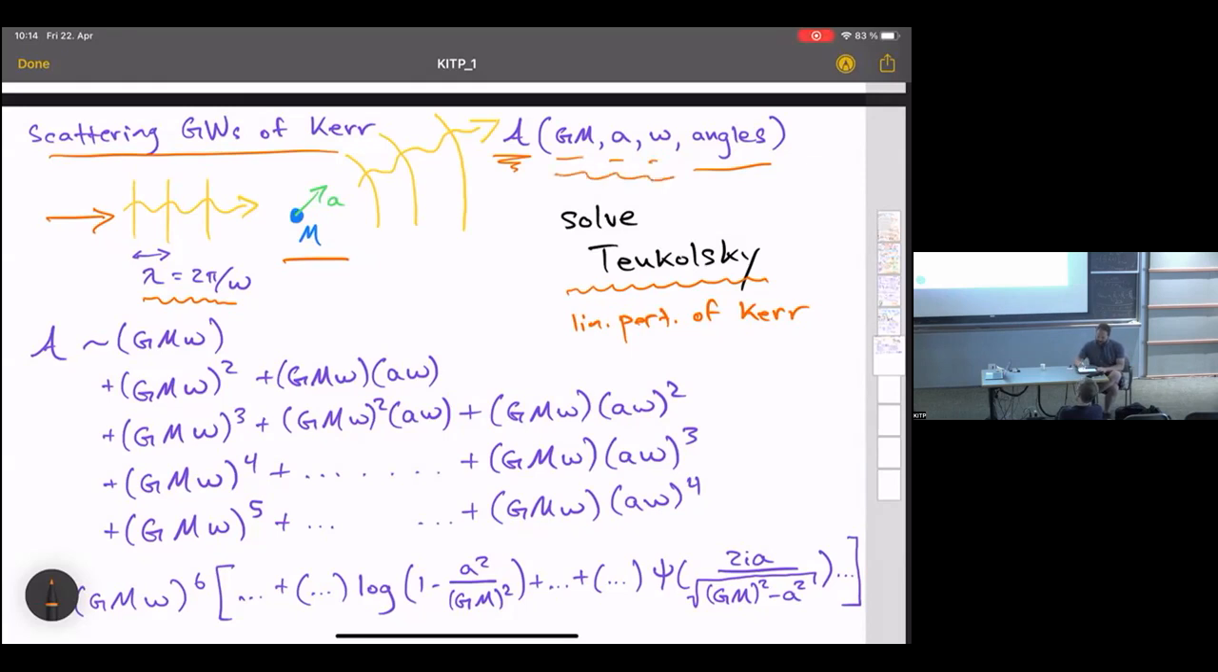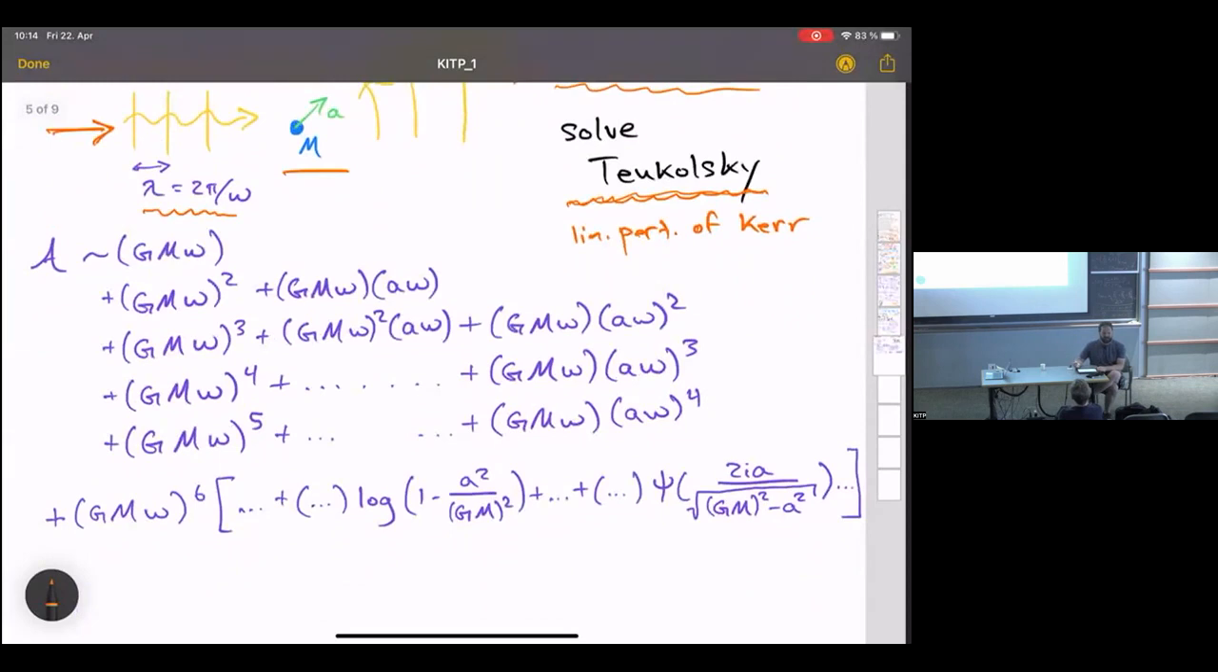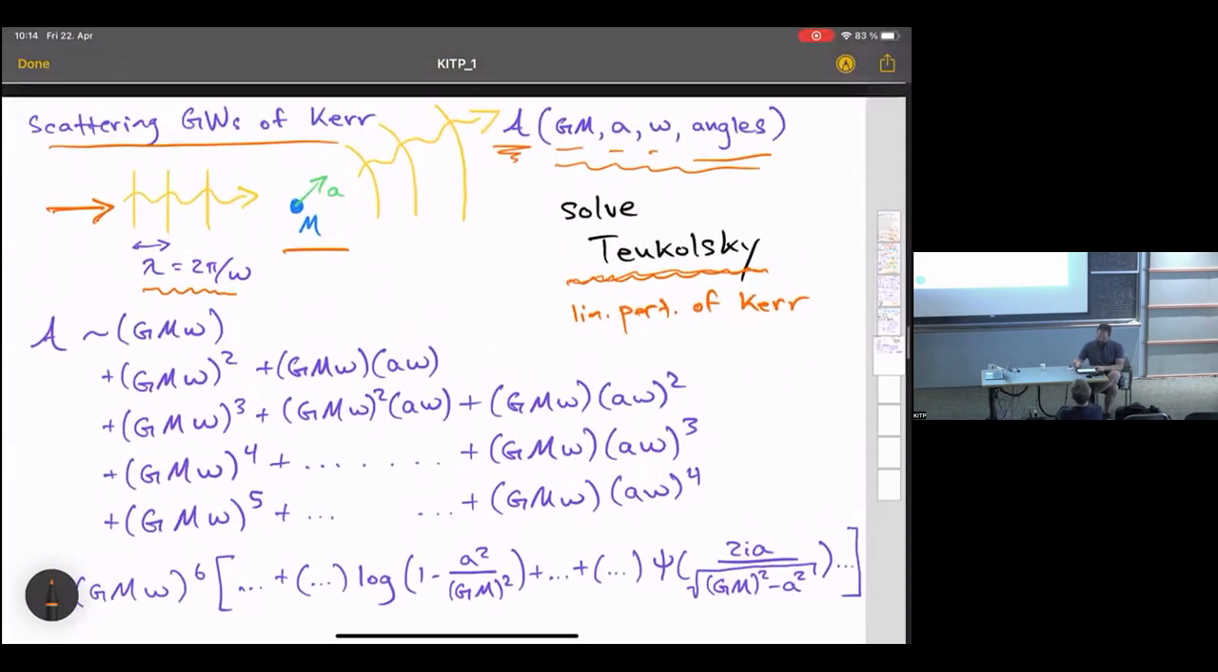This can be done. You can set up boundary conditions corresponding to an incident plane wave. You can solve the Teukolsky equation. You can get an answer for this amplitude. It looks like this. It has the remarkable property.